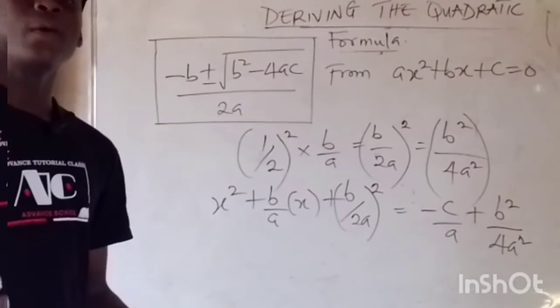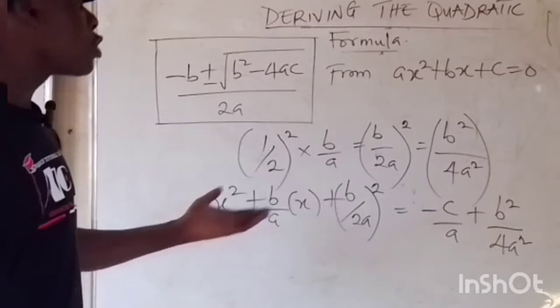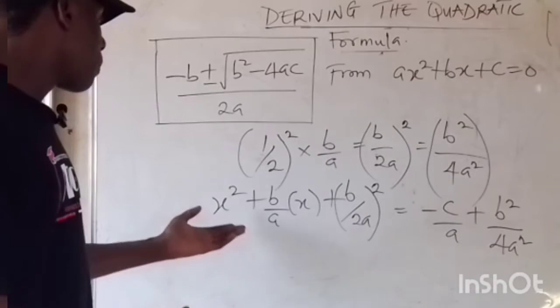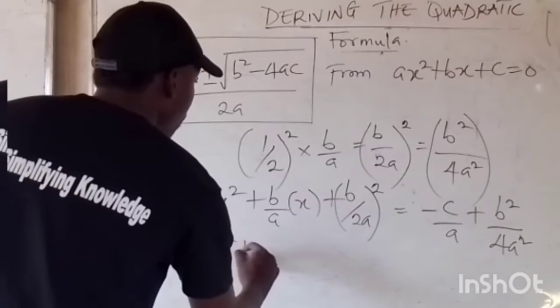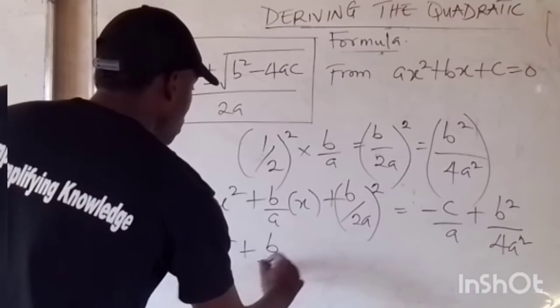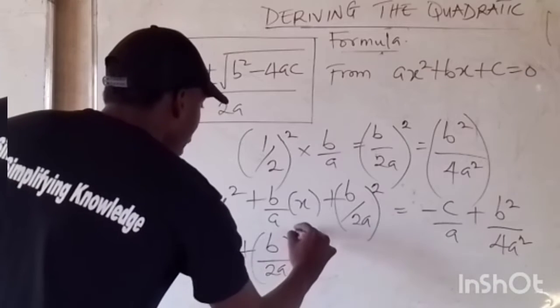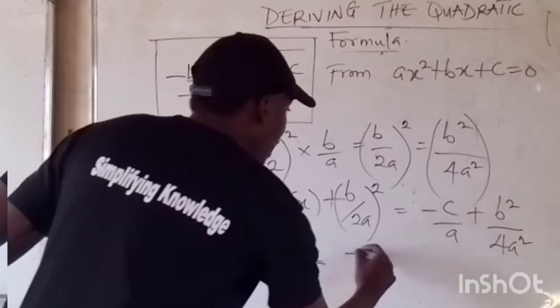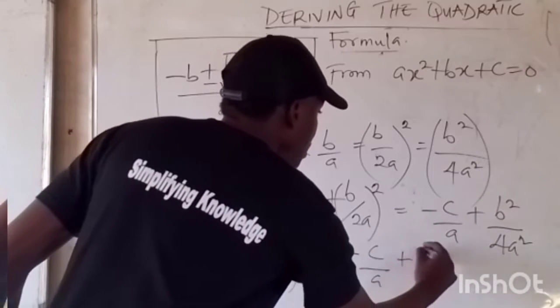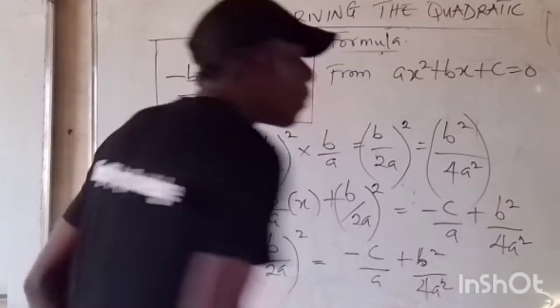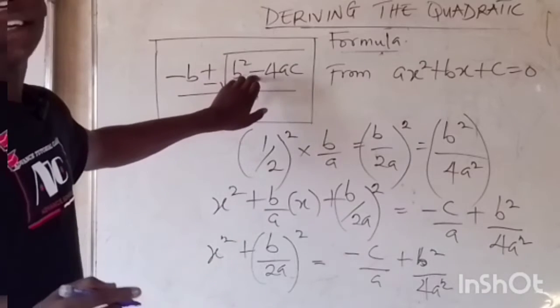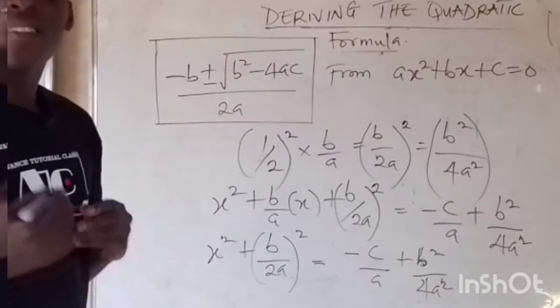Now, since we are dealing with the completing the square method, I'm going to relate the values that have squares. So this is going to be x squared plus b over 2a all squared equals minus c over a plus b squared over 4a squared. Remember, our goal is to derive this quadratic formula.